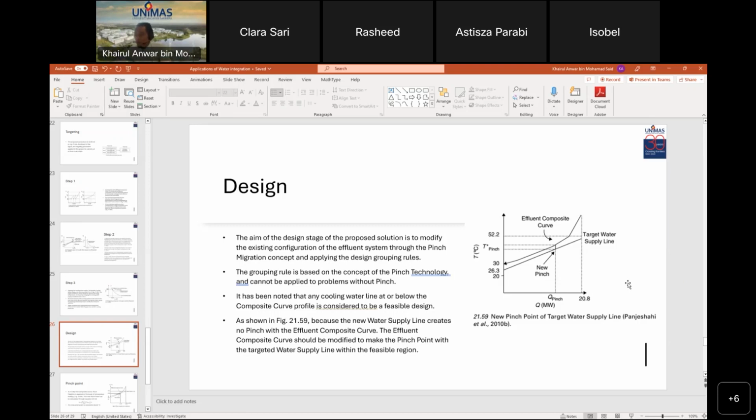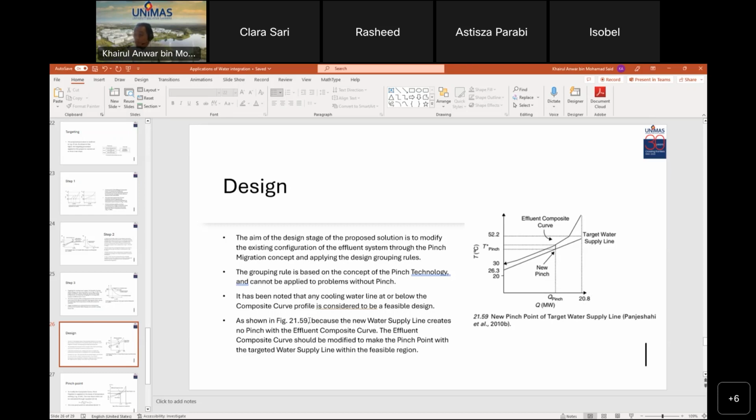The grouping rule is based on the concept of pinch technology and cannot be applied to a problem without a pinch. It has been noted that any cooling water line at or below the composite curve profile is considered to be a feasible design. So either we shift it based on heat load or temperature.